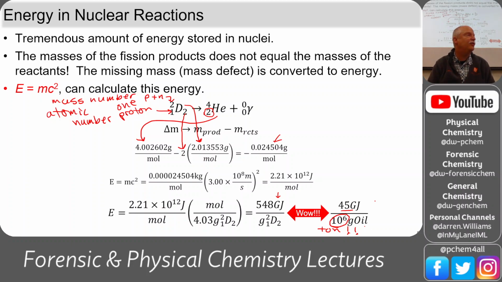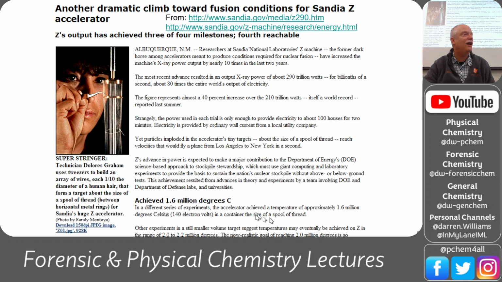We don't know how to make fusion in a controlled manner. Are we trying? Yeah, it's awesome. So that's what we're trying right here. This is where some, not a lot, but some of our tax dollars are going. This is the Sandia machine. It's at Sandia National Laboratory, and they're trying to work their way up to fusion.